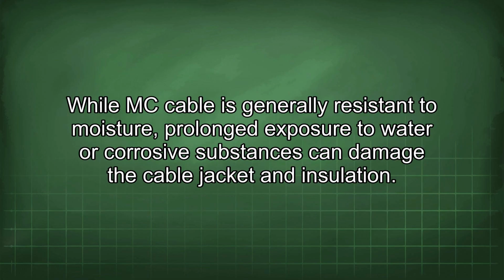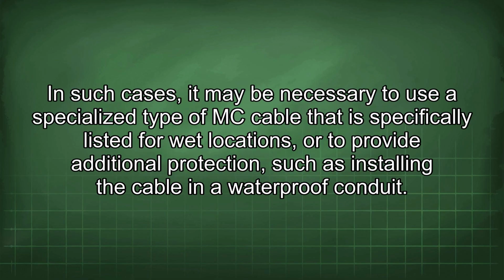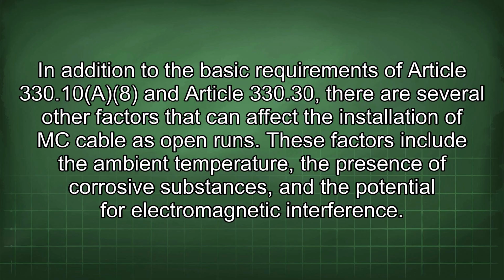While MC cable is generally resistant to moisture, prolonged exposure to water or corrosive substances can damage the cable jacket and insulation. In such cases, it may be necessary to use a specialized type of MC cable that is specifically listed for wet locations or to provide additional protection, such as installing the cable in a waterproof conduit. In addition to the basic requirements of Article 330.10E8 and Article 330.30, there are several other factors that can affect the installation of MC cable as open runs. These factors include the ambient temperature, the presence of corrosive substances, and the potential for electromagnetic interference.